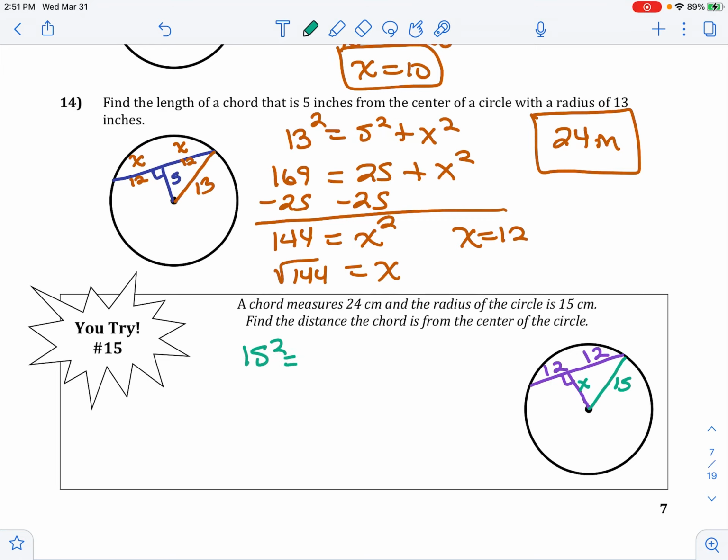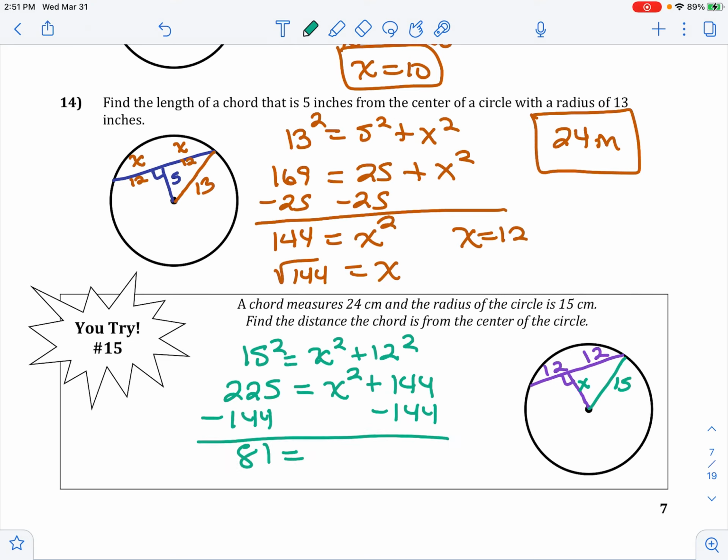So we can set up 15 squared equals x squared plus 12 squared. And then calculate: 225 equals x squared plus 144. We can subtract 144 to get 81, which means 9 is equal to x. So that means our distance is 9 centimeters.